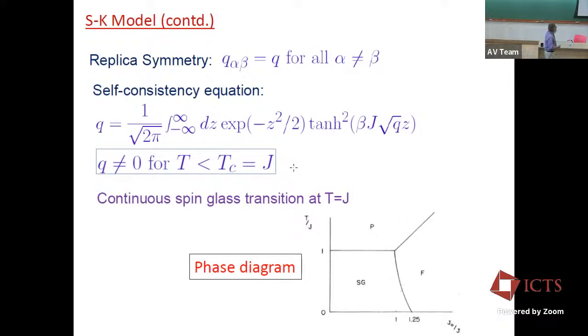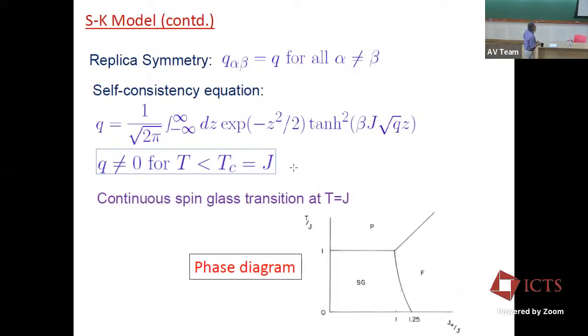The characteristics are, you see, this P, the paramagnetic phase, is where M is equal to 0, Q is equal to 0. This is the high temperature phase. Ferromagnetic phase is where M is not equal to 0, and when M is not equal to 0, automatically Q is not equal to 0. Whereas here, M is equal to 0 and Q is not equal to 0.